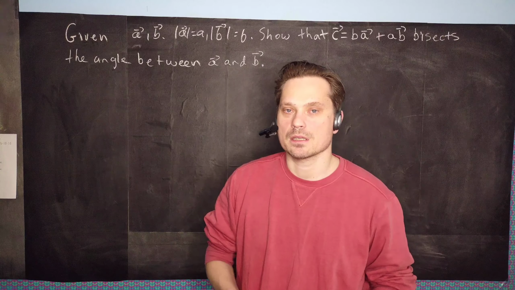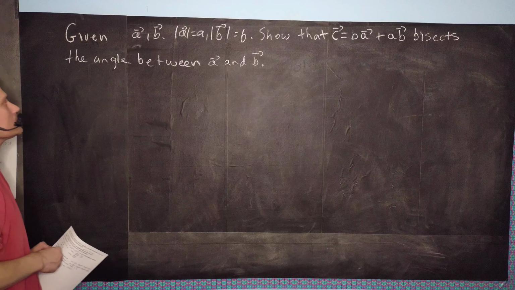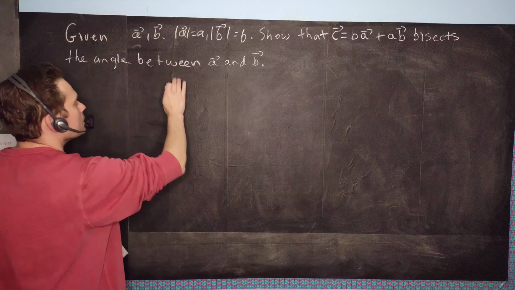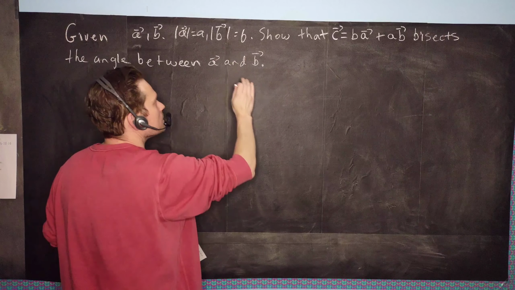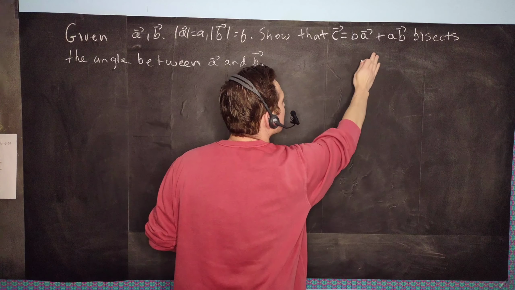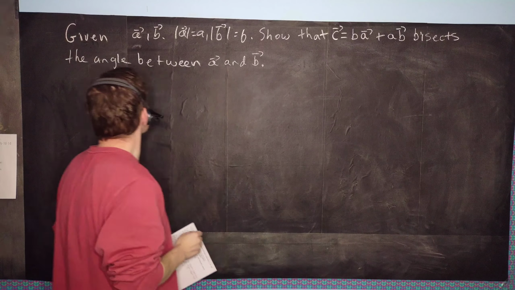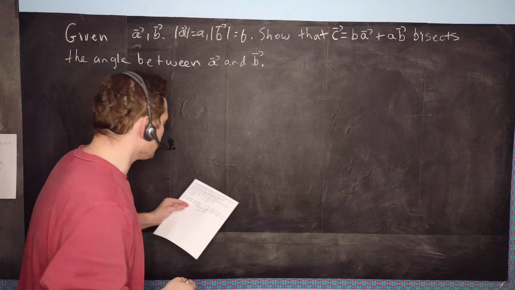So here we have a nice question in vector analysis. Given vectors a and b, and denoting the magnitude of a as just a and the magnitude of b as b, show that this new vector, c, defined as b a plus a b, bisects the angle between the vectors a and b. So that's our goal here.